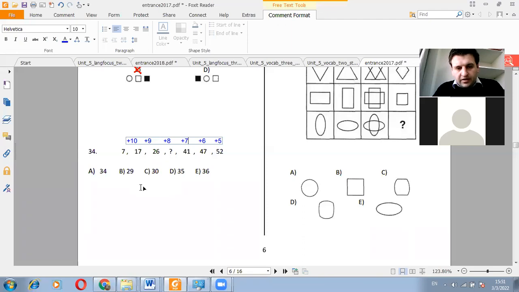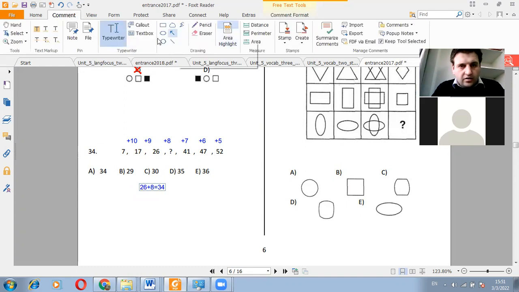So 26 plus 8 equals 34, which is choice A. Just to double check it, 34 plus 7 is 41, which is true.